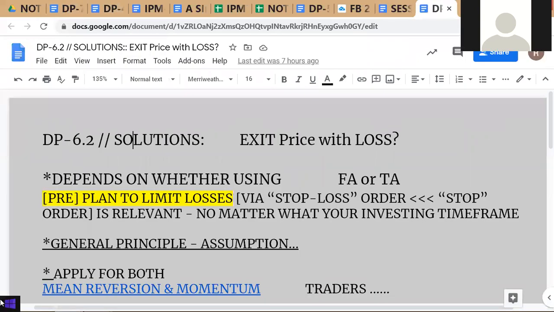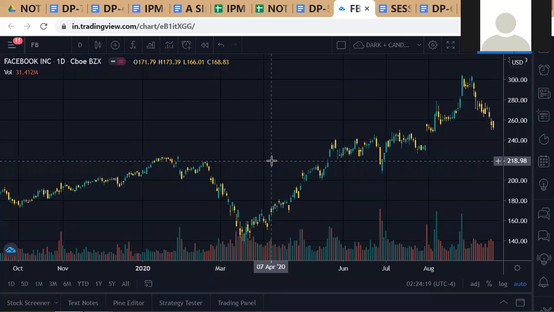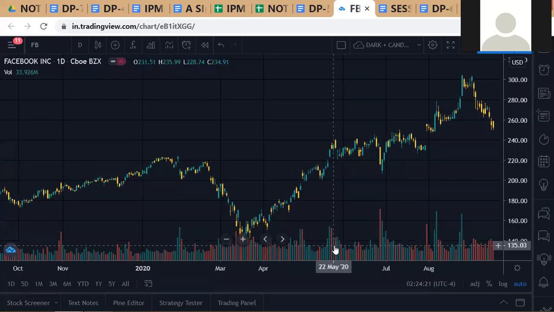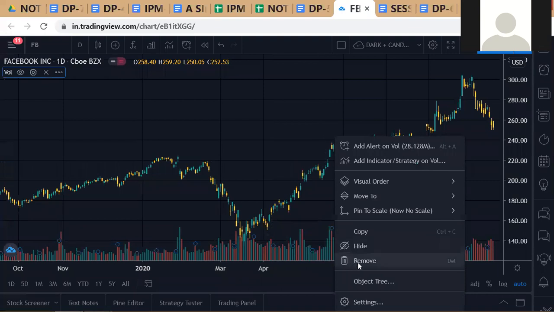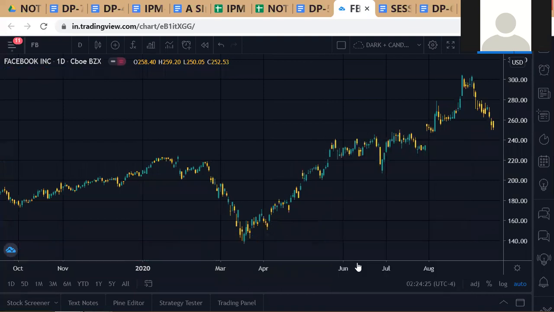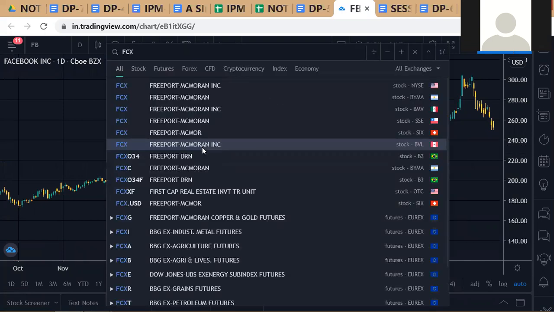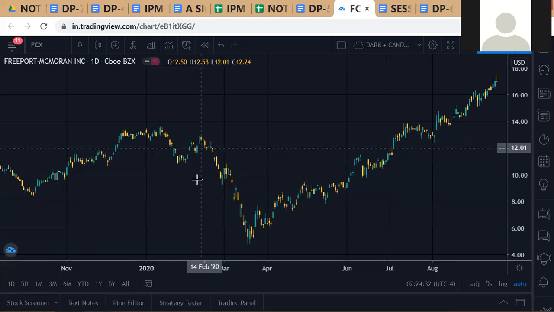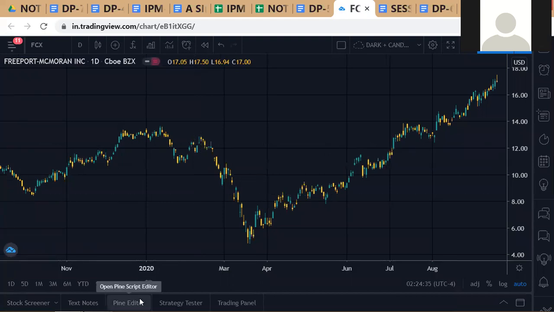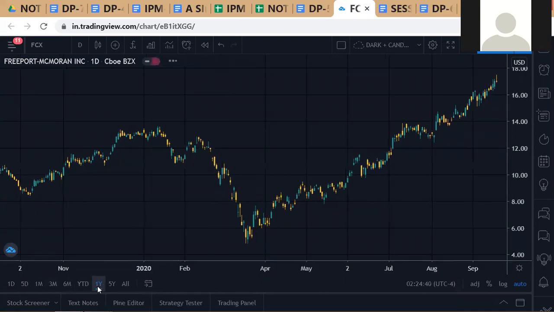Here, exit price with loss. So the decision point here is, let's say we go back to one of the tickers that's in your list. Okay. So here you have FCX. This is 1 year. So the long-term trend is up.